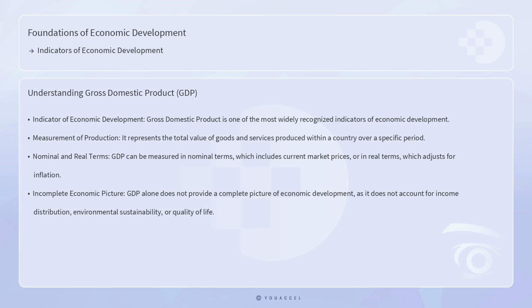Gross domestic product is one of the most widely recognized indicators of economic development. It represents the total value of goods and services produced within a country over a specific period. GDP can be measured in nominal terms, which includes current market prices, or in real terms, which adjusts for inflation. High GDP typically indicates a robust economy with high production levels and consumer spending. However, GDP alone does not provide a complete picture of economic development, as it does not account for income distribution, environmental sustainability, or quality of life.